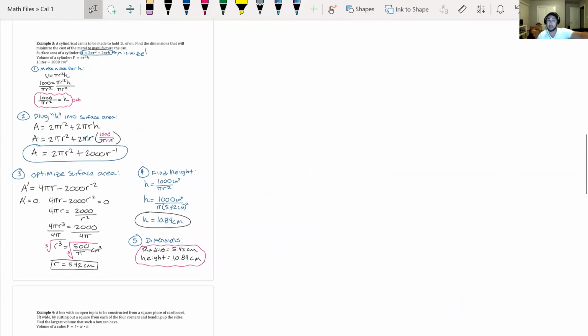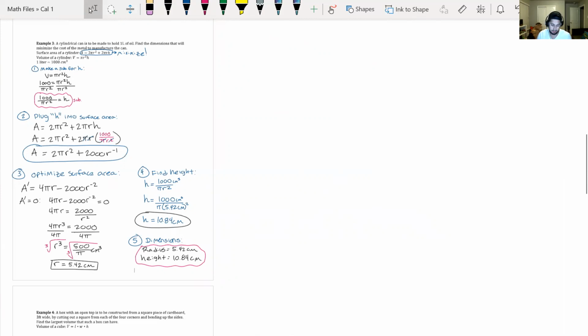So again, you see how optimization works. Given the information, we rearrange, we make a substitution, we plug it into the other one, we optimize it, we solve for the variable. Once we find that variable, we find the other variable. All right, so for this can to hold 1 liter of oil, the radius needs to be 5.42 centimeters, and the height of the can must be 10.84 centimeters. Okay, perfect.